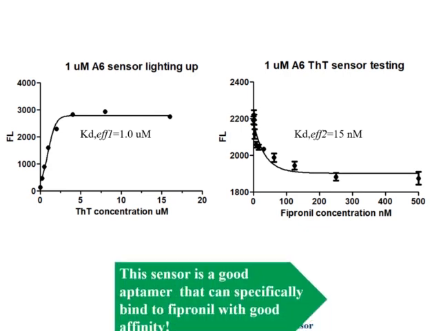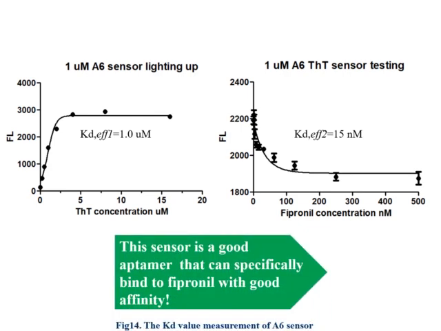So here, this sensor is a good aptamer that can specifically bind to fipronil with good affinity because its KD value is a good value. We can check it. So here is the TG method I showed.